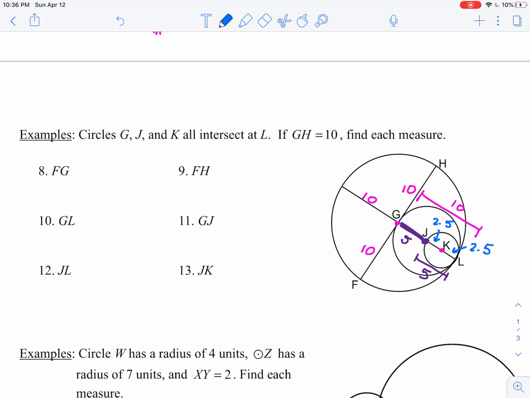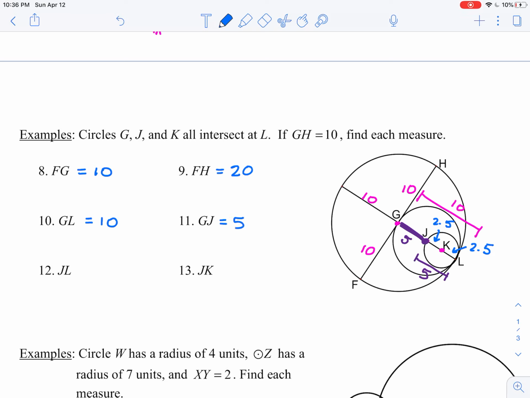Now we can take what we marked on our picture and answer the actual questions. So FG we marked as 10 units long. FH is the diameter of the biggest circle. So if the radius is 10, diameter is double that, or 20. GL was another radius of the biggest circle. That's also 10 units.